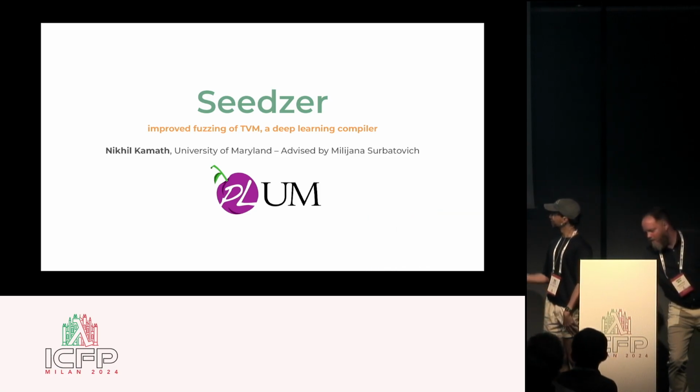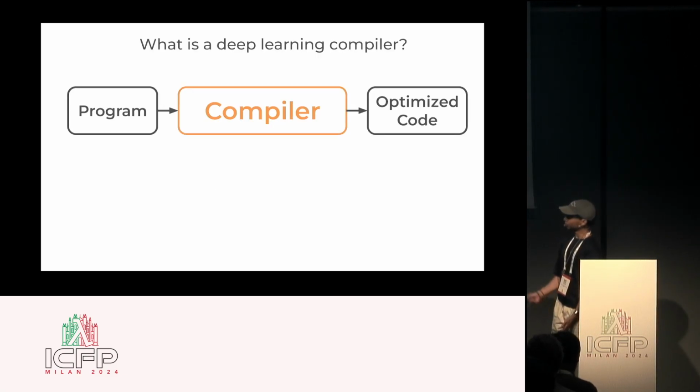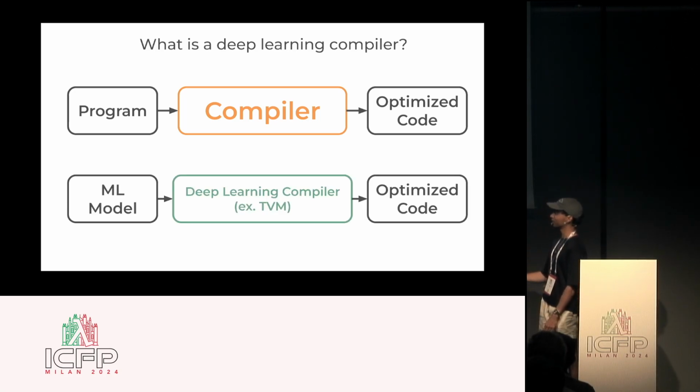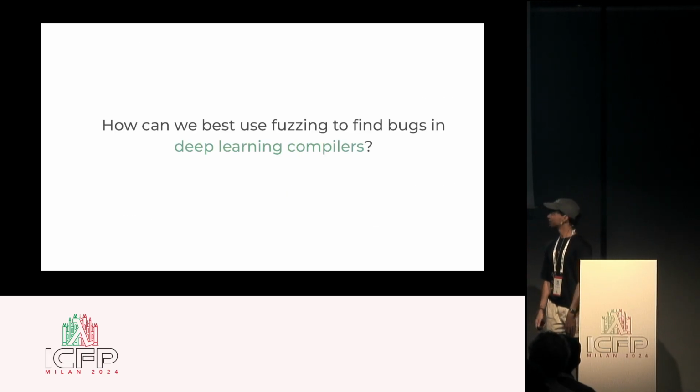I'm going to be talking about Seedser, which is an improved way to fuzz deep learning compilers. So what is a deep learning compiler? I'm sure most of you are familiar with a normal compiler. It takes in a program and it gives you optimized code, kind of oversimplified. But a deep learning compiler is the same thing, except instead of taking in a program, it takes in a machine learning model.